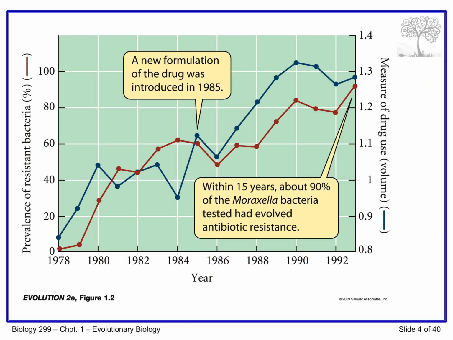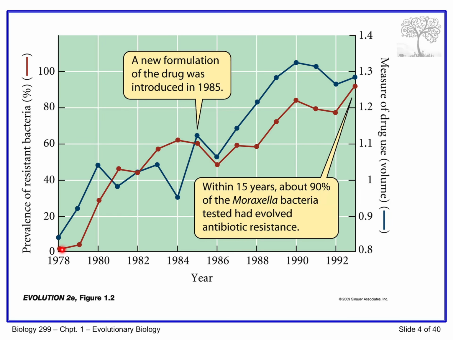So here in this figure, you see an example of this. This is the increase in use of the penicillin class of antibiotics in a Finnish population between 1978 and 1993 to treat ear infections. And so what you see on the primary y-axis on the left is the prevalence of the resistant bacteria. So what percent of the population of bacteria are resistant? That's our red line. And then over here on the right, on the secondary y-axis, the measure of drug use volume. So how much of the antibiotic is being used at any given moment.